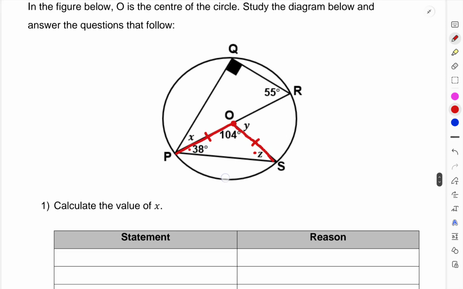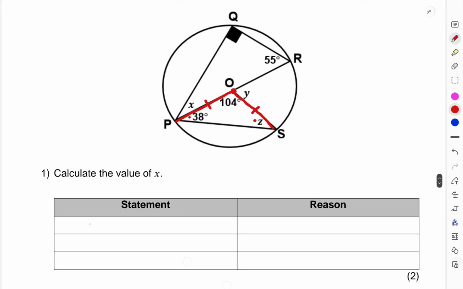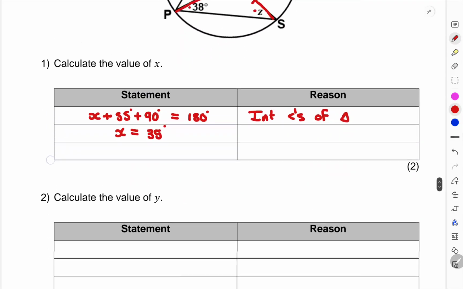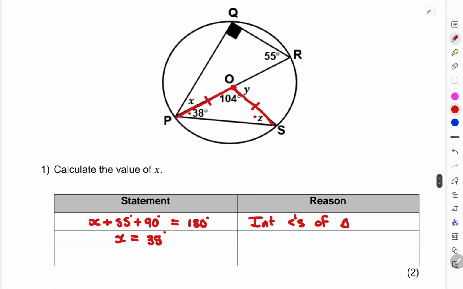Okay, so first question is calculate the value of x. So can you see that x lies within a triangle? Not just any triangle, a right angle triangle. So x is equal to 35 degrees.